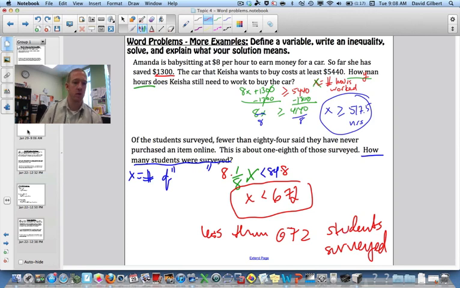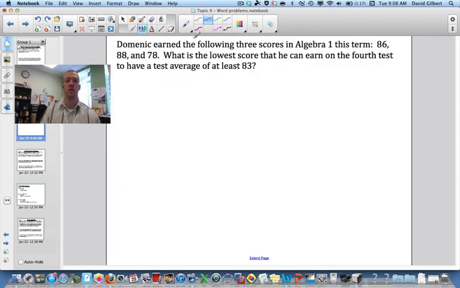And we already talked about that one. Alright, here we go. Dominic earned the following 3 scores in algebra. What is the lowest score? So that means we want our score to be equal to or higher. What is the lowest score that he can earn on the fourth test to have an average of at least 83? So we want to have more than or equal to 83.